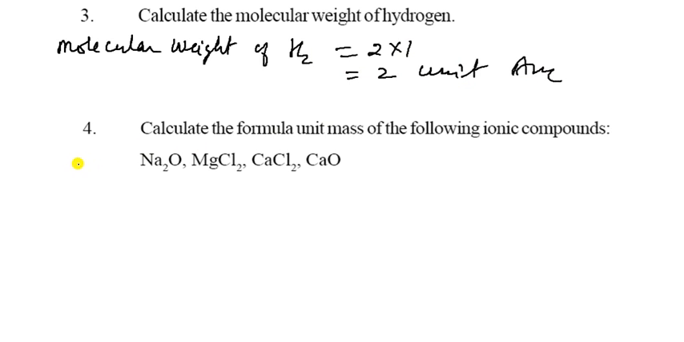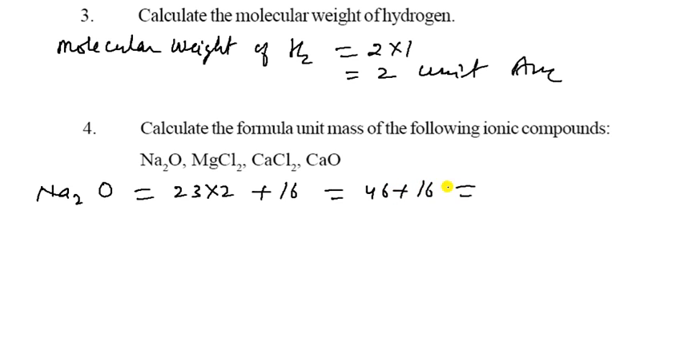Now in the fourth question, calculate the formula unit mass of the following ionic compounds. First of all, Na2O. Na is 23 into 2 plus oxygen is 16. So it is 46 plus 16, which is 62. So that is your answer.